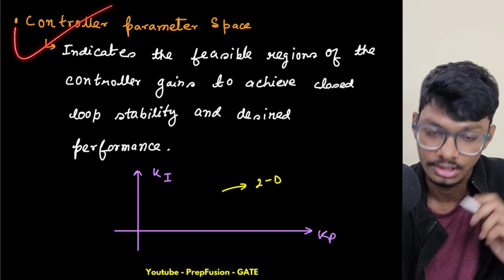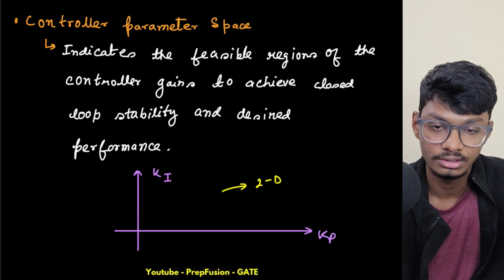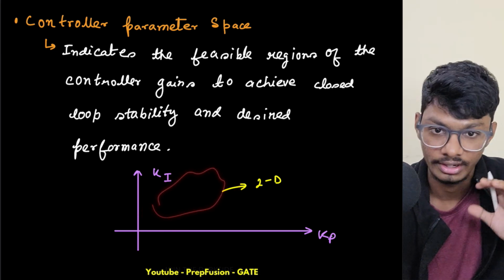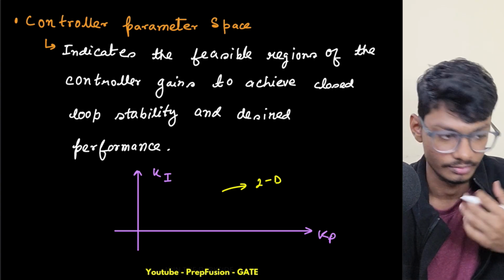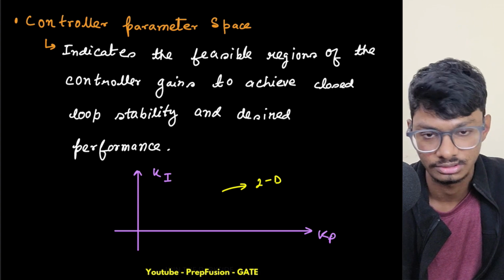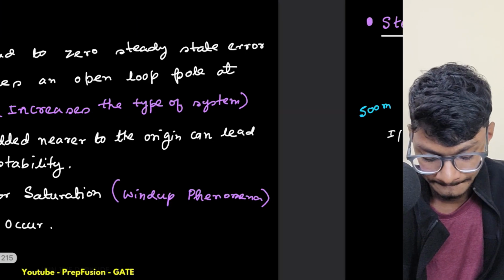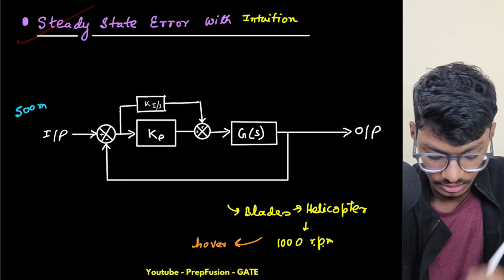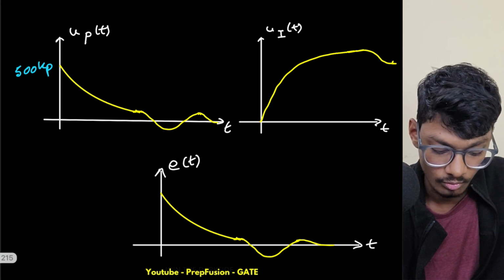We also learned about the controller parameter space. It is a space in our desired region, where the Ki and Kp values satisfy the conditions in which I will get my desired performance. Like I want my steady state error to be 0, or I want it to be a particular value. So this will lie within this particular region. Now we learned about the steady state error with intuition, and we saw that the integral controller is almost making it zero.